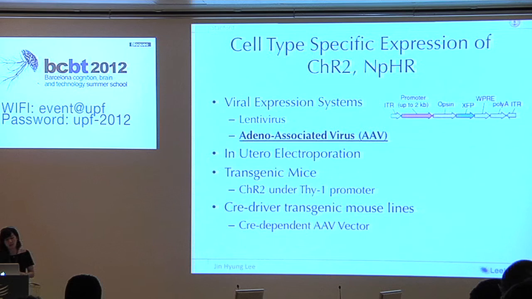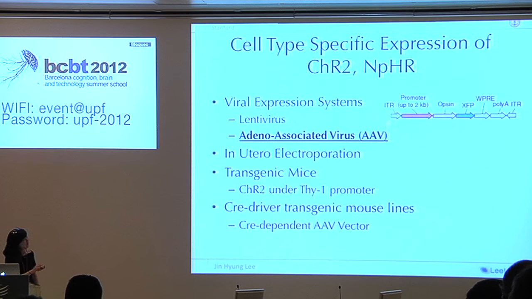The cell type specific expression of these optogenetic probes, channel rhodopsin and halo rhodopsin, can be achieved through various means developed in the world of genetics, where you can use viral expression systems such as the lentivirus or adeno-associated viruses to insert genes to express channel rhodopsin or halo rhodopsin in specific cell types. Throughout the talk, I'm going to show you results from using the adeno-associated viruses here, where you can have a promoter to select for cell type.